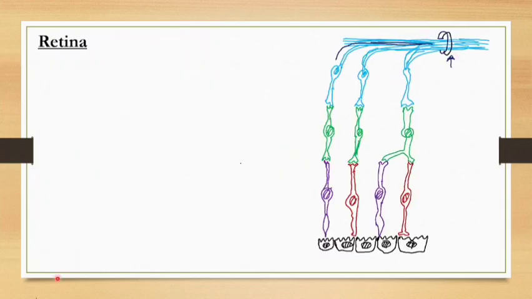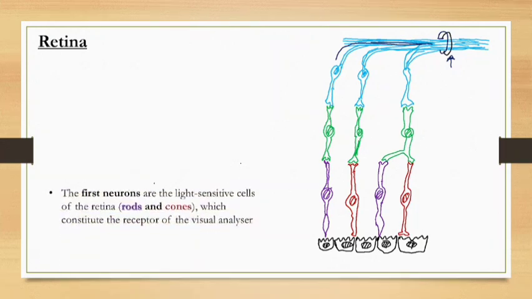So let's start with the retina. In the retina you have the first three neurons, because in total there are 4 neurons which form this visual analyzer. So the first 3 are in the retina. The first neurons are light sensitive cells, which are rods and cones basically. So these are the photoreceptors.